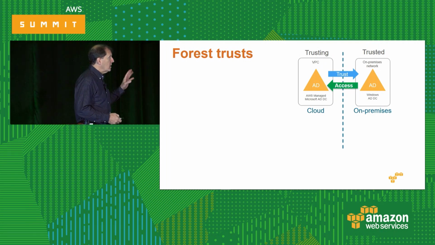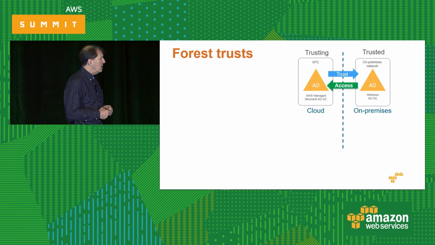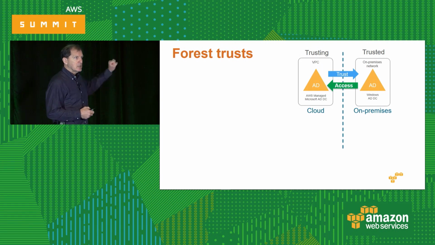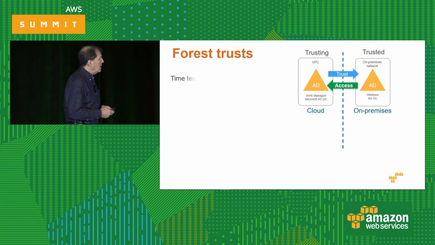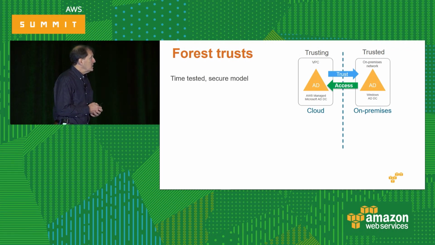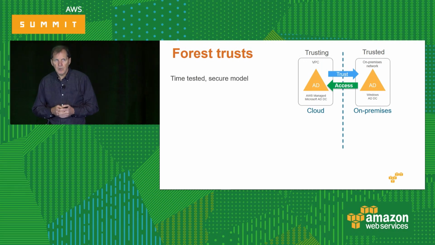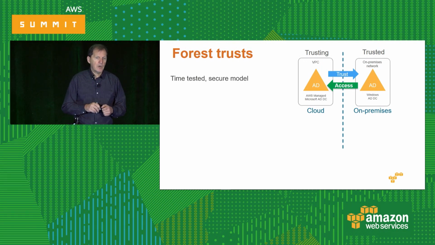So if you had a managed AD up in the cloud, and it trusts your on-premises network, it means your on-premises users can go and access resources in the cloud using the Kerberos credential that they got when they logged into your on-premises network. Now, this is a pretty time-tested and secure model. It's been used for years. It was available very early on when Active Directory first shipped.